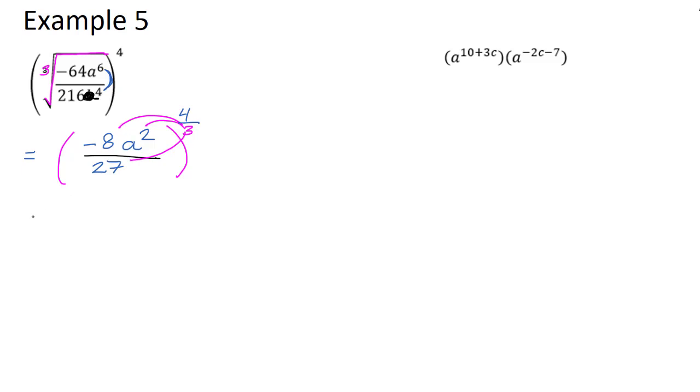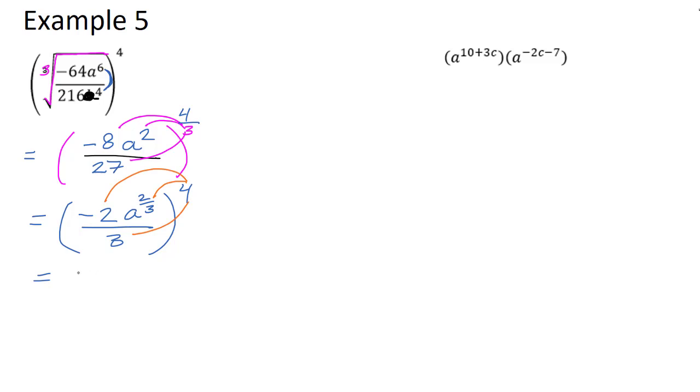What's the third root of -8? What times itself 3 times gives you -8? It would be -2, right? Now, A to the 2, well, that would be A to the 2/3. And 27, what times itself 3 times gives you 27 is 3, all to the power of 4. So I still have to apply that 4. So now let's apply the 4 to each of these. What's -2 to the 4? What's A to the 2/3 to the 4, and 3 to the 4?